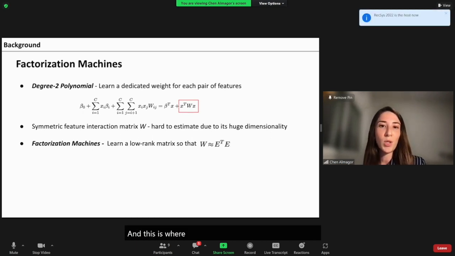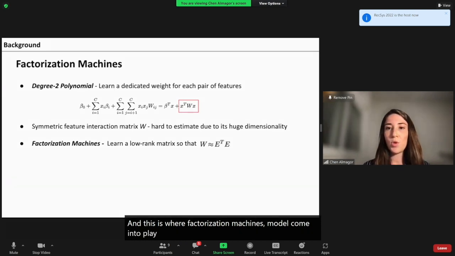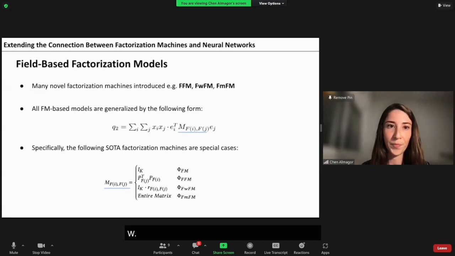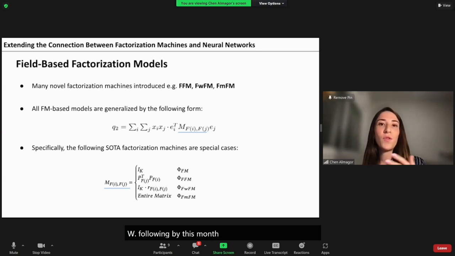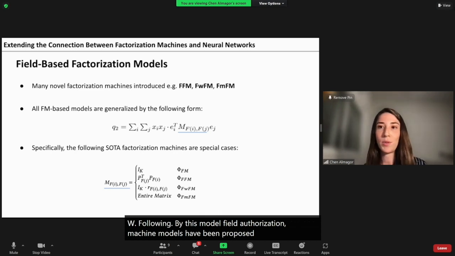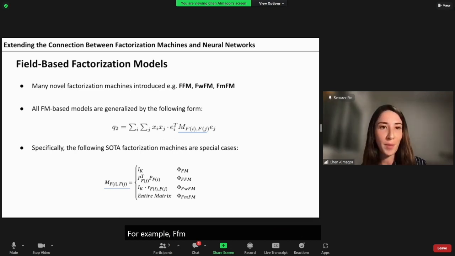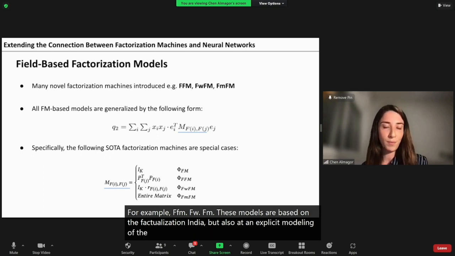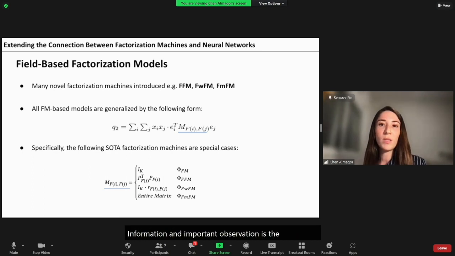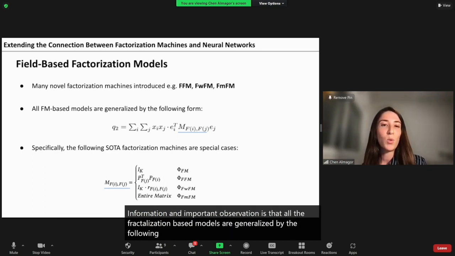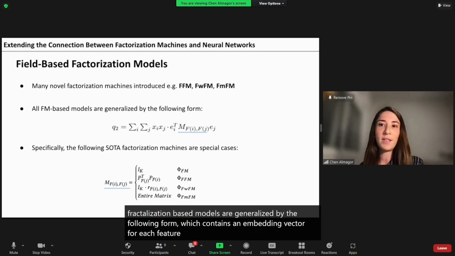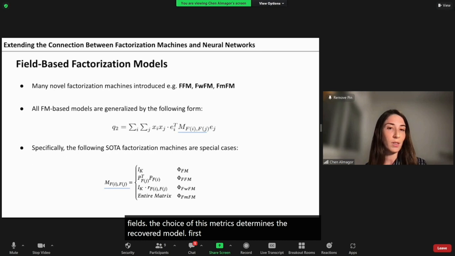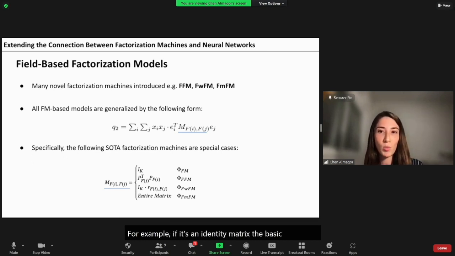And this is where the factorization machines model comes into play. This model learns the effect of feature interactions by low-rank factorization of the interaction matrix W. Following this model, field factorization machine models have been proposed, for example FFM, FWFM, and FMFM. These models are based on the factorization idea, but also add an explicit modeling of the field information. An important observation is that all the factorization-based models are generalized by the following form, which contains an embedding vector for each feature and a dedicated matrix for every pair of fields. The choice of this matrix determines the recovered model. For example, if it's an identity matrix, the basic factorization machine model is recovered.